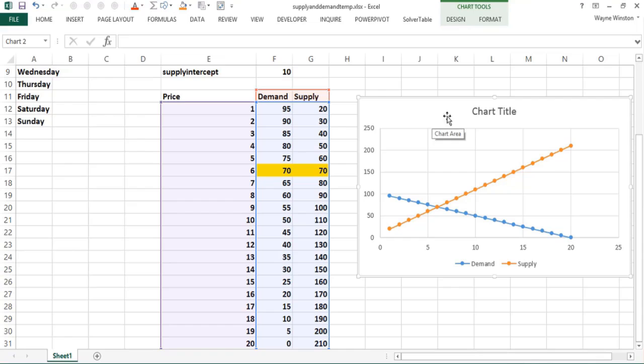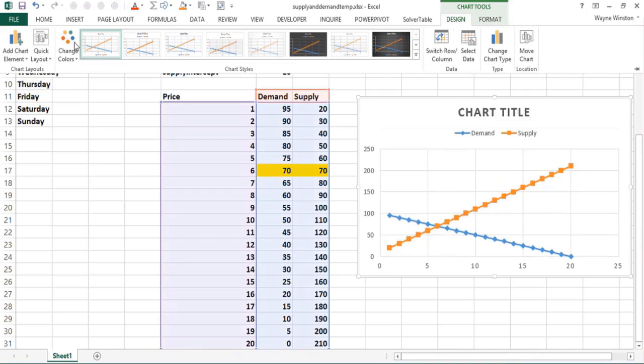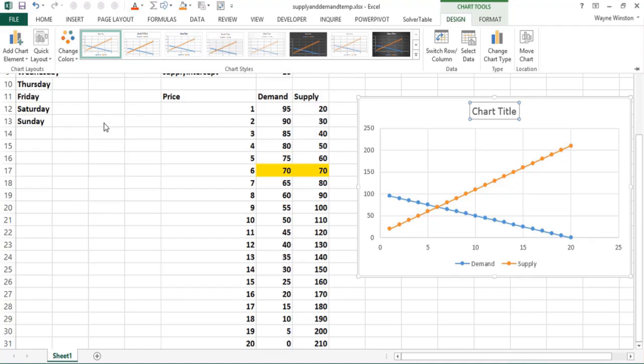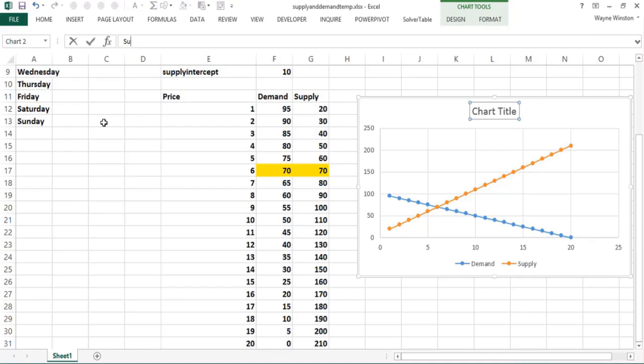Now, how can I add a chart title and axis titles? Well, there are several ways to do this, but a way that is probably good for beginners: go to the Design tab and say Add a Chart Element. So I could say a chart title above the chart, and I could say Supply and Demand.